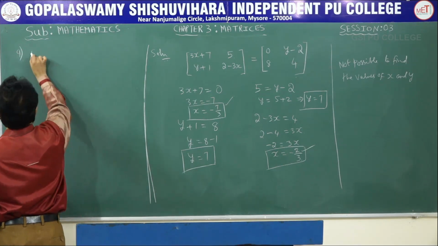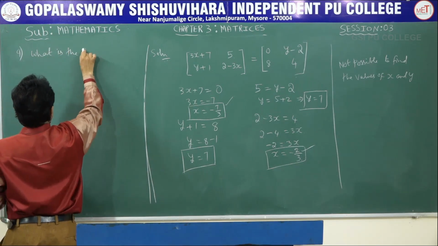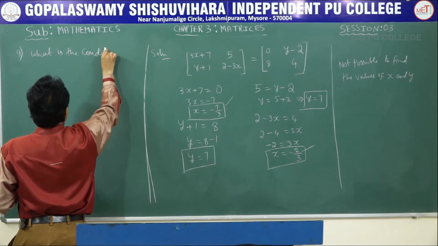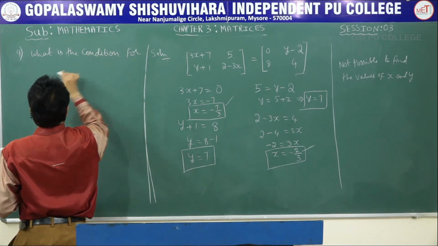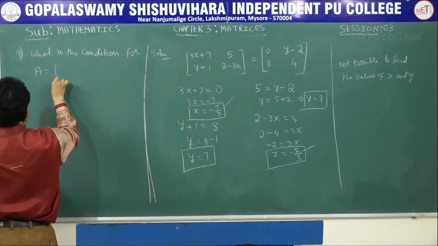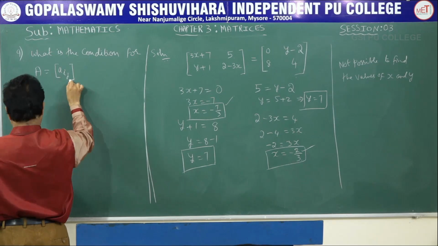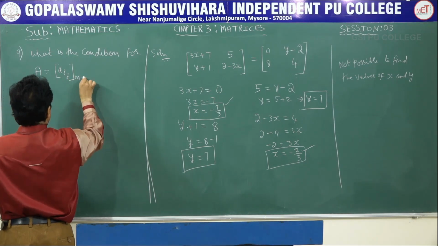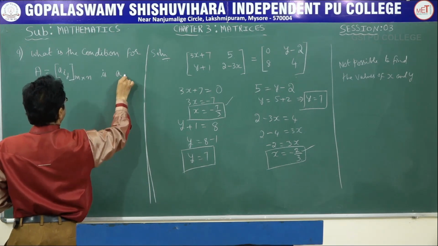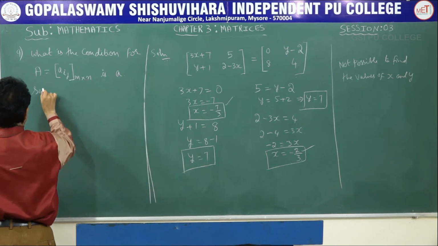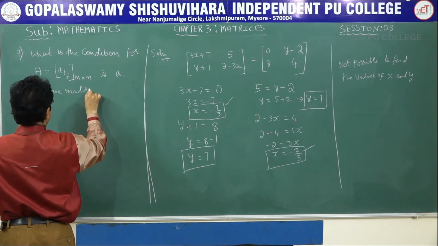What is the condition for A equals [a_ij] of order m into n to be a square matrix?